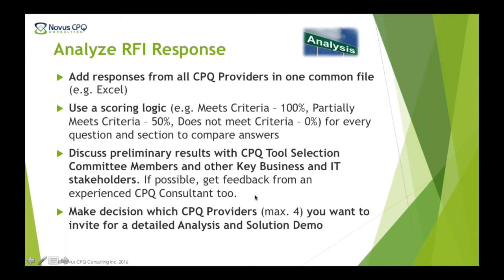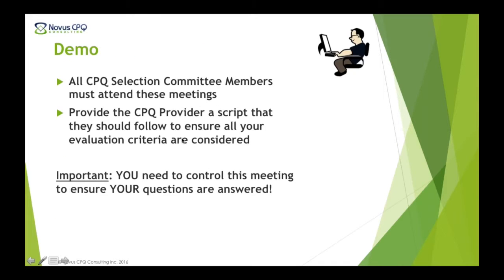You want to discuss your scoring with other stakeholders if you have a very close 4th and 5th, so that you're on the same page about which one you want to invite and which one you don't. Anyway, at the end of the step, you want to reduce your number of potential solution providers down to 4. These are the ones that you want to invite for detailed analysis, and you want to see their solution in your context, right?